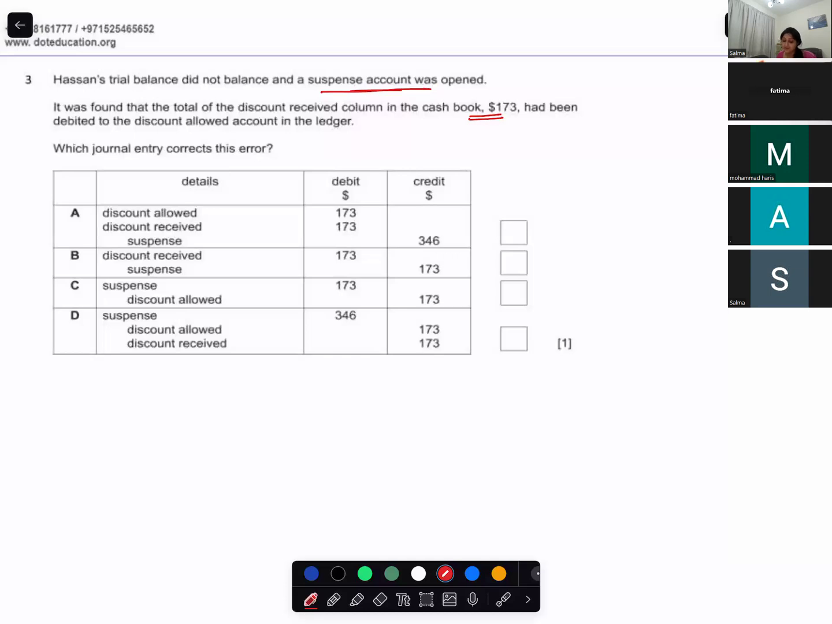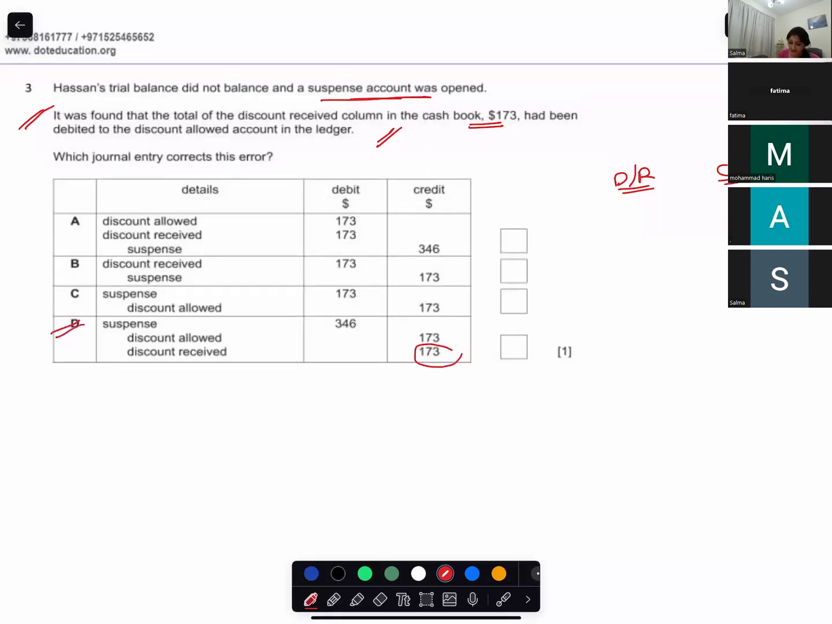Okay, I will try to give you a hint for this. Discount received has what balance? Credit. Discount received has a credit balance and it should be credited. Was it credited? No, it had been debited. That means discount received has to be credited. Are you with me? So only one option has discount received credit. It is option D.